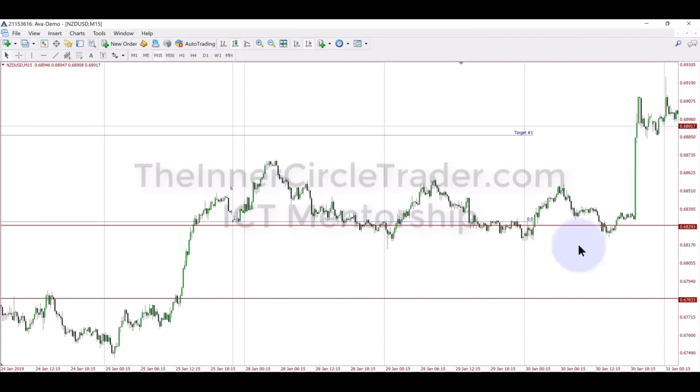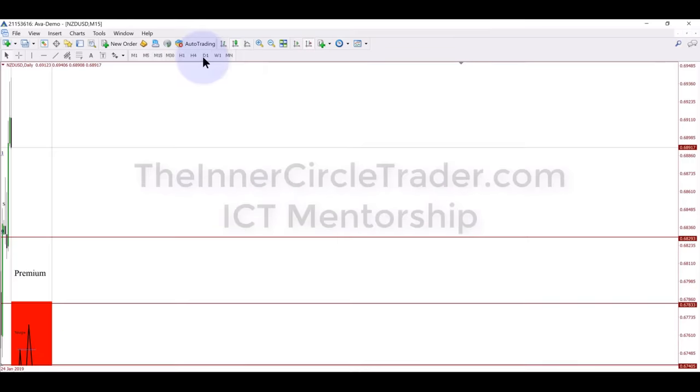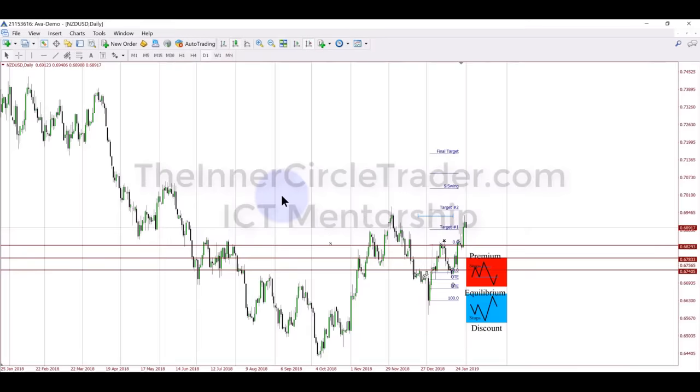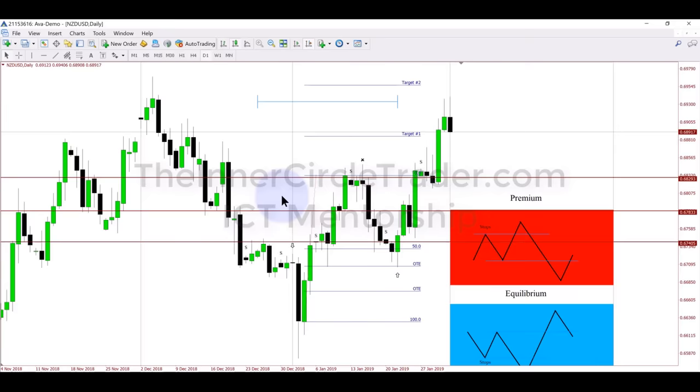Monday, Tuesday, Wednesday. What day is this? Wednesday. It's classic for a buy day to form when we're bullish on the 20th of January. Let's go back out to the daily. Okay, that's this day here, the 30th. Right there. It found support at this day's high.